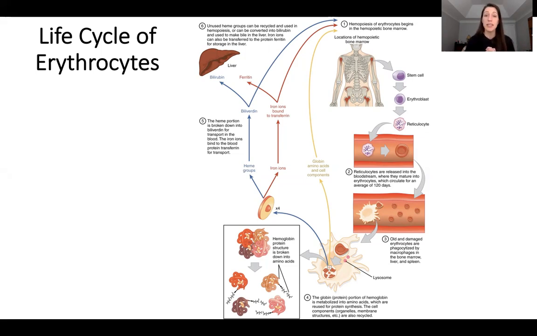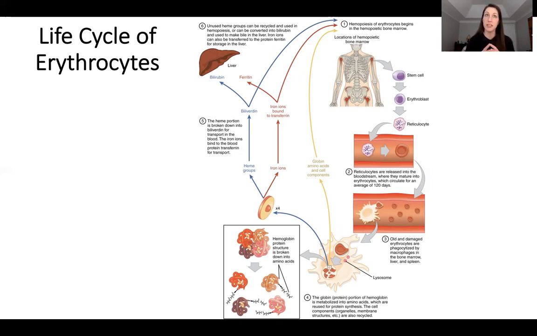The heme is going to be broken down as well into waste products, first called biliverdin, which is green, and then eventually bilirubin, which is yellow. So some of those waste products you can see along the way.